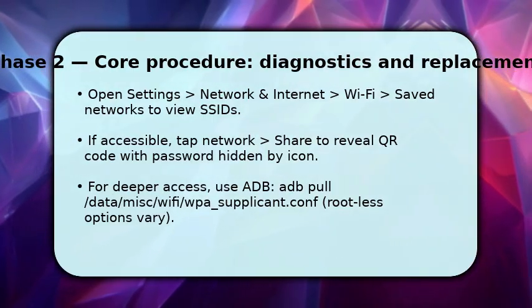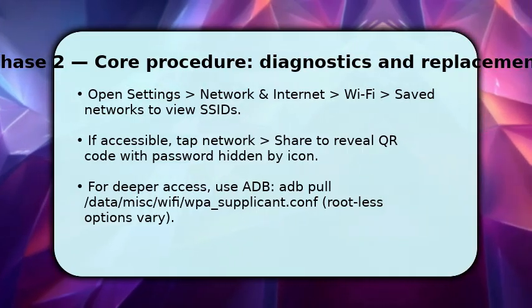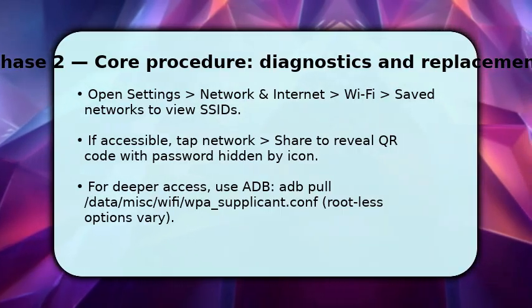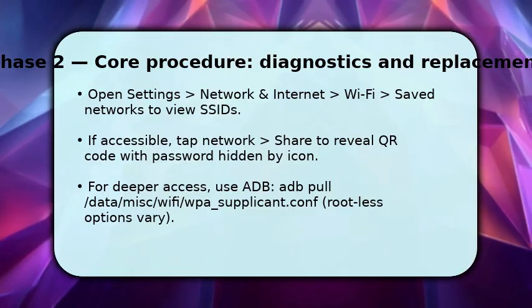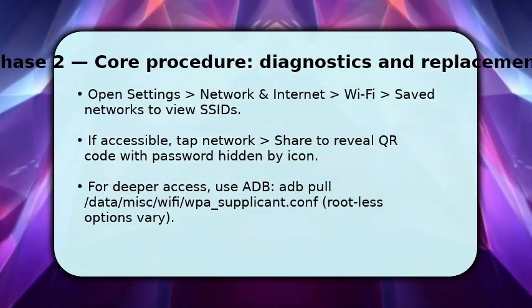If Share is unavailable, use ADB on your PC. Enable USB debugging, connect the phone, and pull the system Wi-Fi config file. That file contains plain text SSIDs and PSKs on many Android versions. Make sure to follow permissions.